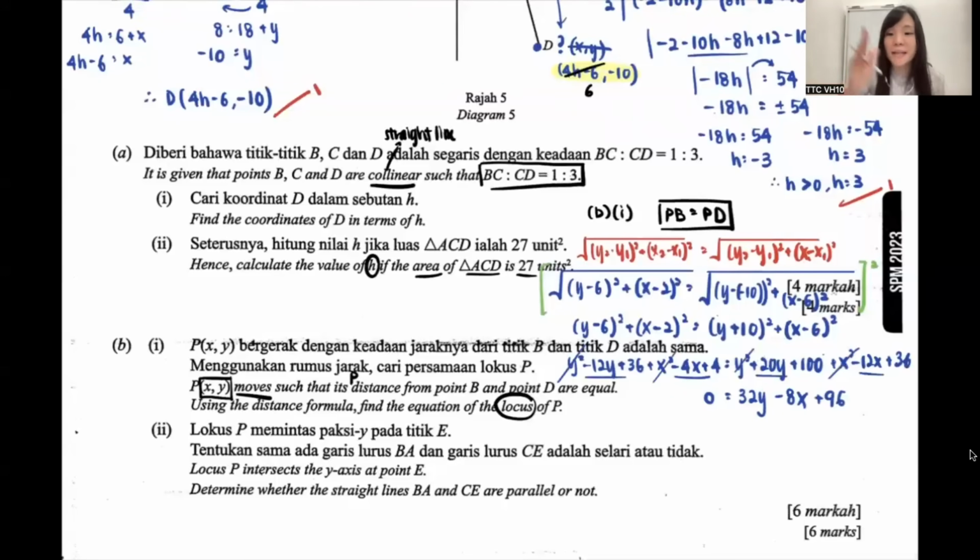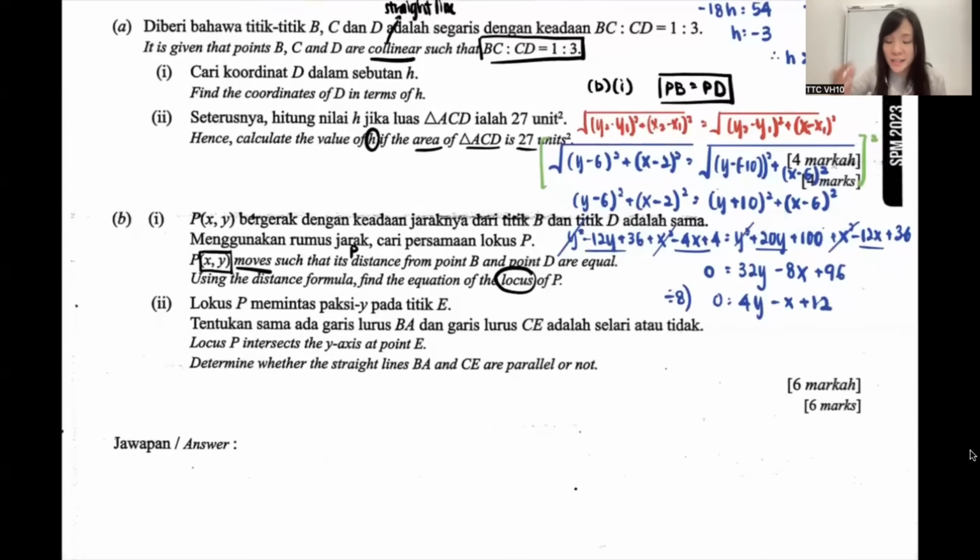Can simplify, must simplify. 96 can be divided by 8. 32 can be divided by 8. Can. Everyone divide by 8. This one divide by 8, this one divide by 8, and this one divide by 8. Okay, this is the correct answer. Done. Okay, this one is done.